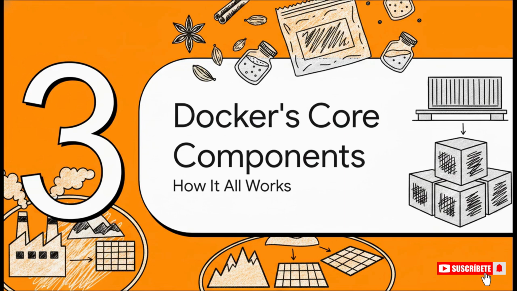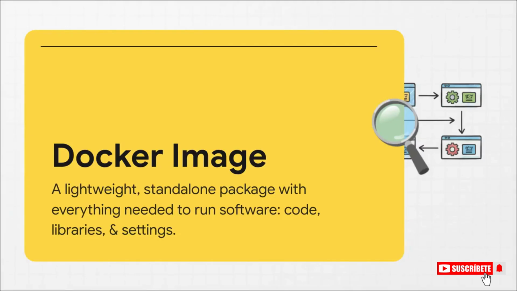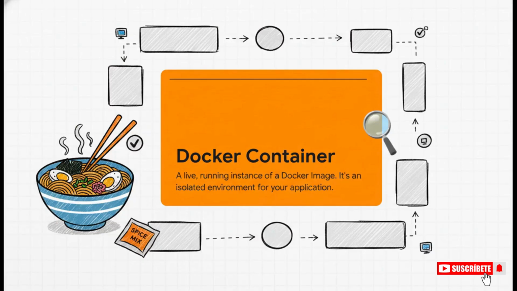Let's break down the core components that make all this magic happen. First up, you've got the Docker image. This is the blueprint. This is the sealed spice packet itself. It's a single self-contained file that has everything your application needs to run. Your code, the right libraries, the exact versions, all the settings, the whole shebang. It's a perfect frozen-in-time snapshot of a working environment. Next, there's the Docker container. Now, if the image is the spice packet, the container is what you get when you actually cook it. It's the perfectly prepared, steaming hot bowl of noodles. A container is a live, running instance of your image. It's where your application actually lives, breathes, and does its thing.